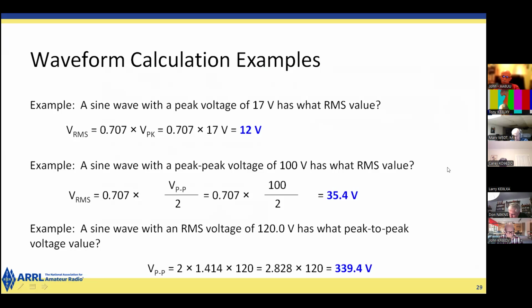Somewhere I've worked, they had that. We used to use that number. 120. The peak is close to 200 volts.